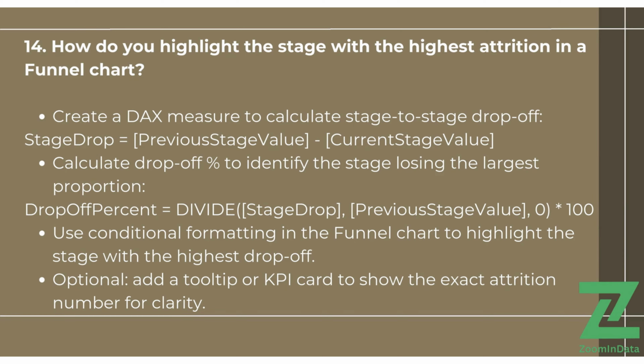After identifying the stage with the largest decrease, apply conditional formatting in the funnel chart to highlight that stage. This ensures the stage with the highest attrition is visually emphasized. Optionally, include a tooltip or a KPI card that displays the exact number of people lost. This provides more clarity for viewers.